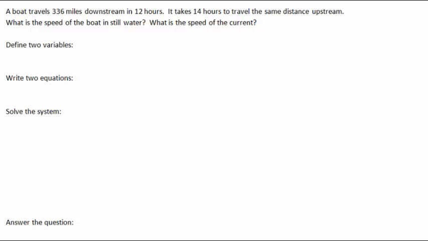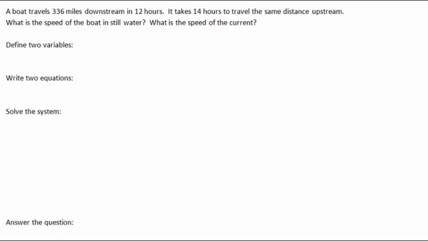So in this problem, we have a boat going downstream at a certain rate. Obviously, when it comes back upstream, even though it's the same distance, it's going to take longer because the rate of the water working against the boat is going to slow it down. So they want us to find the speed of the boat in still water, which means what if there were no current at all? How fast would the boat be going?